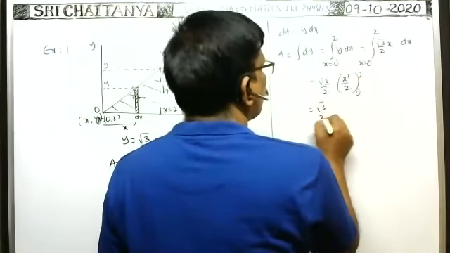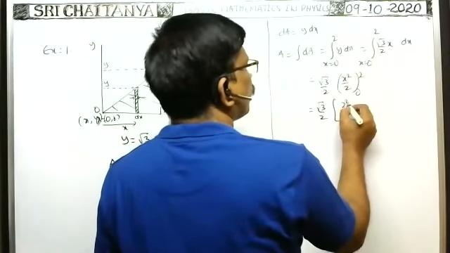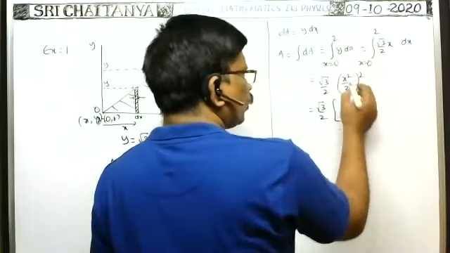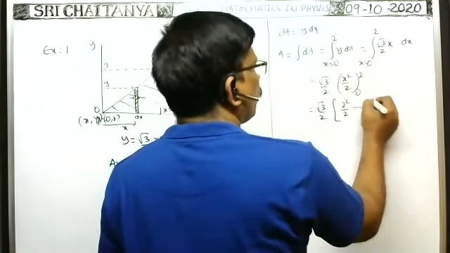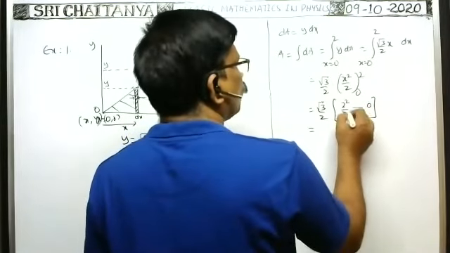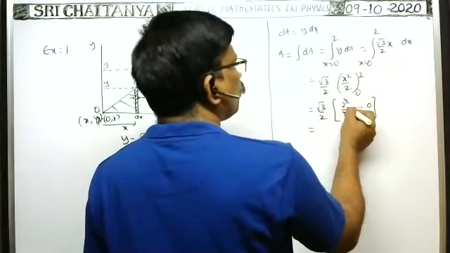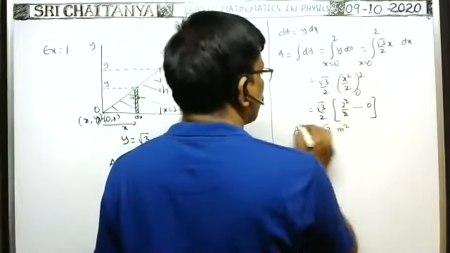So root 3 by 2 into, first, the upper limit you substitute, 2 square by 2. Lower, before substituting the lower limit you put a minus sign. Instead of x you substitute 0. So 0 by 2 is 0. Okay, therefore you see the 2s cancel. Root 3 by 2 into 2, the 2s cancel, so root 3 meter square. So area is equal to root 3 meter square.